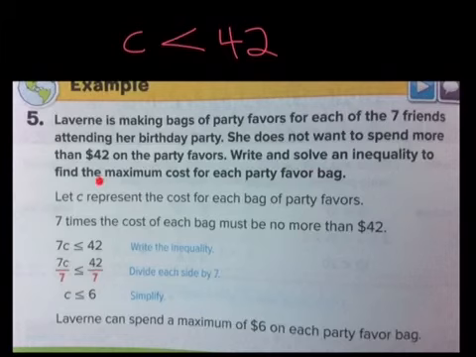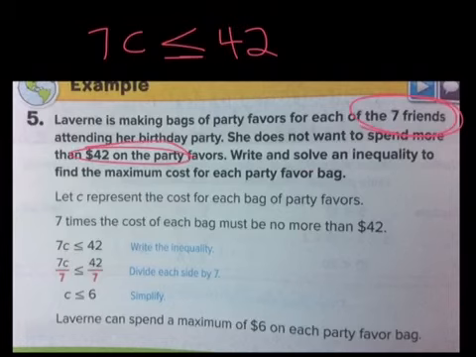Write and solve an inequality to find the maximum cost for each party favor. So this is the cost of each party favor, and she wants 7 for 7 friends. So 7 party favors has to be less than 42. Does that make sense? Okay, so then we write it out. Oh, sorry, less than or equal to, because she can spend up to $42, but no more. So it could be equal to $42. We solve for it, and the cost has to be less than or equal to $6 each. Makes sense, because 7 times 6 is 42, and that's the maximum she can spend.